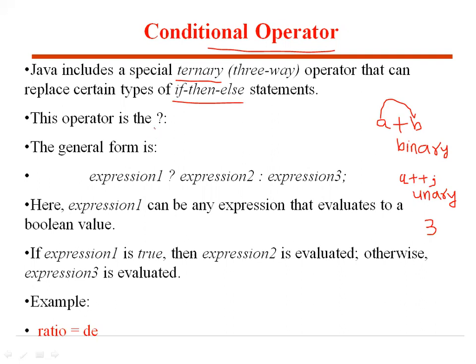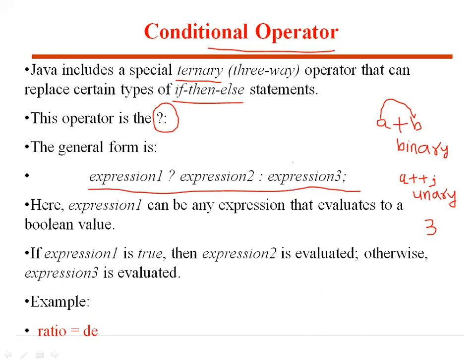So how is the conditional operator represented? It is represented by the symbol question mark followed by colon. This is how the conditional operator is represented. The general form of the conditional operator is: expression 1, followed by question mark, then expression 2, colon, expression 3, ending with a semicolon. This is the general form of a conditional operator, as it is used in a program.